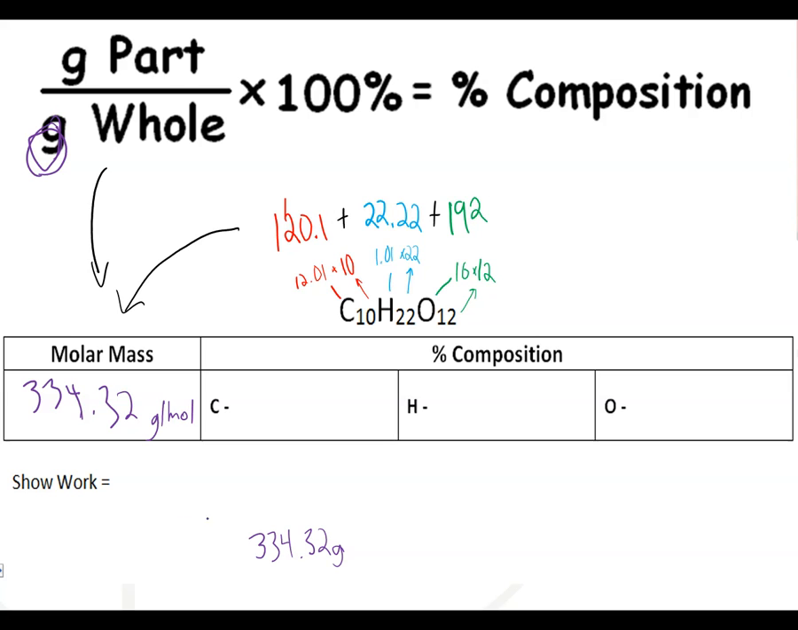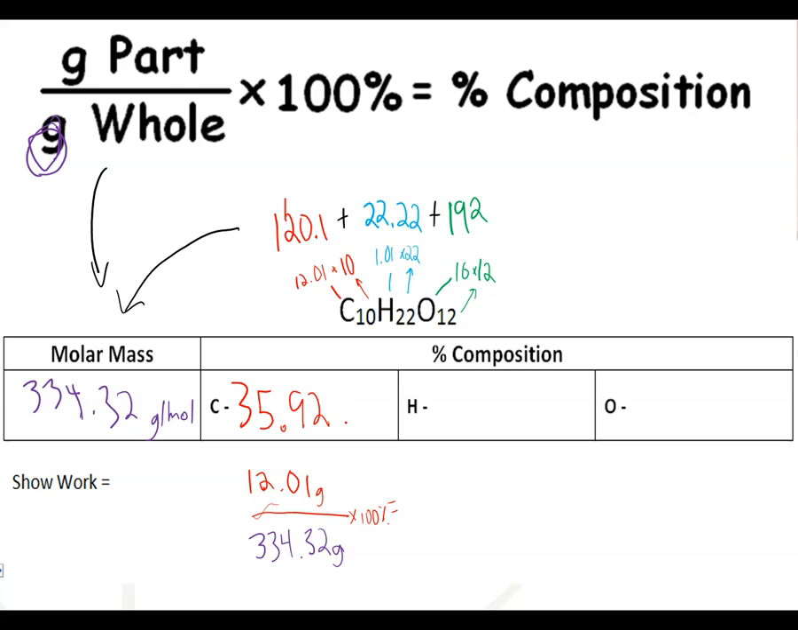Now, we're going to grab the carbon, since we're looking for the percent of carbon. So even though that is my whole, I'm going to use that with my 120.1 grams of carbon, and multiply by 100. Remember, in this case, percentage is just a unit. So I take 120.1, divide by 334.32, times 100, and I get my answer.